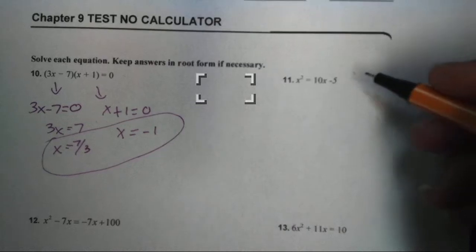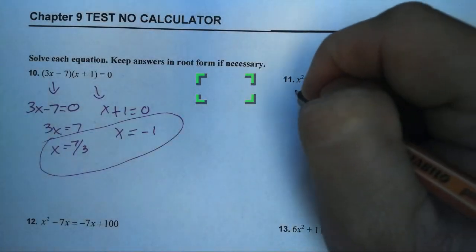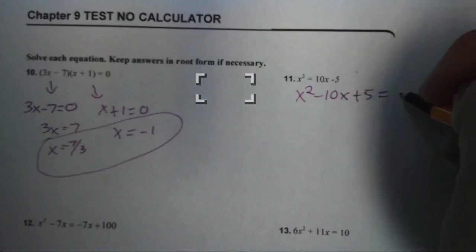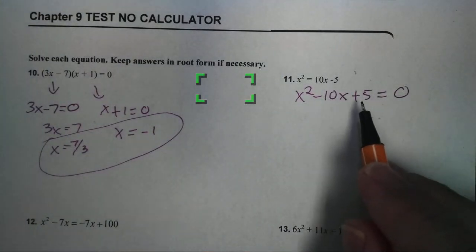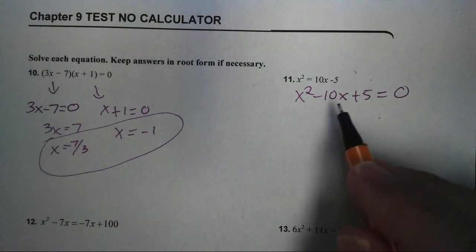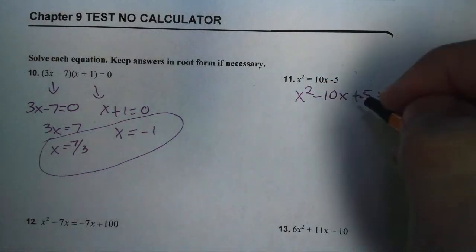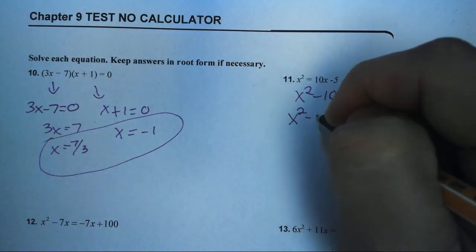Here we have x squareds and x's in the same problem, so we have to make it equal to 0. So subtract 10x, add 5 to both sides. From here, this can't be factored, so we could do the quadratic formula, or we can do completing the square. I'm going to complete the square. So I'm going to move that 5 back to the other side.